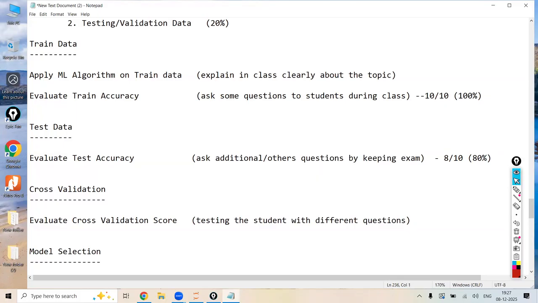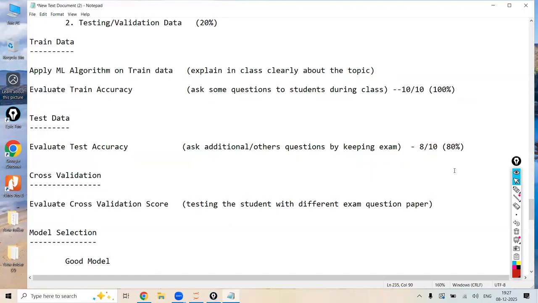You are changing the exam question papers. The topic will remain the same, but the exam question paper will be different. The paper you have to change. Right? Yes, it includes the combination of train and test, everything. Different data.